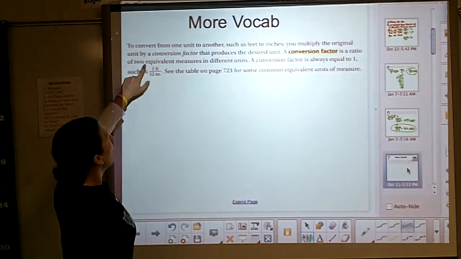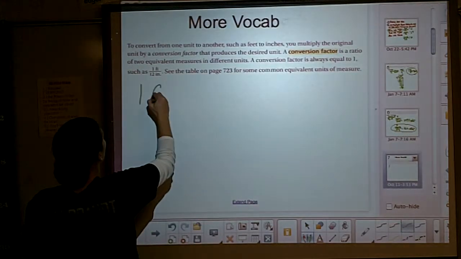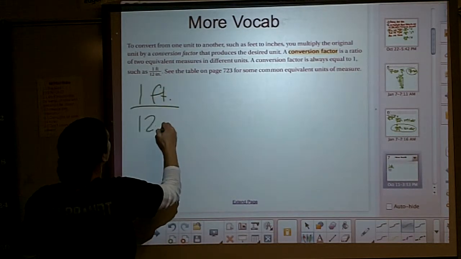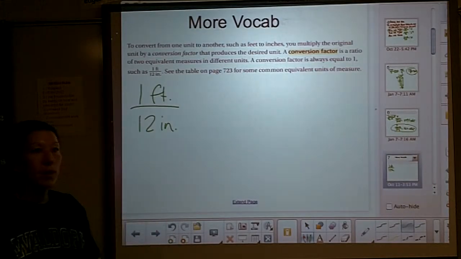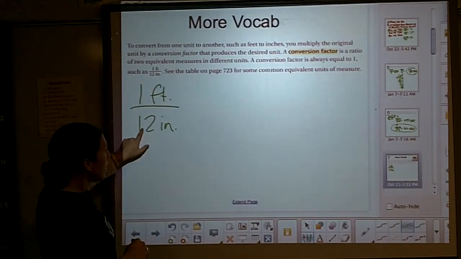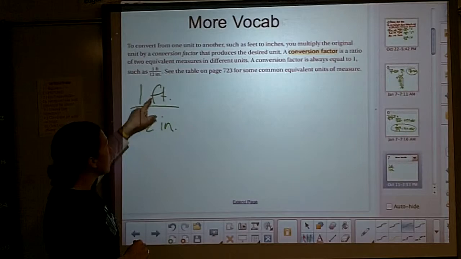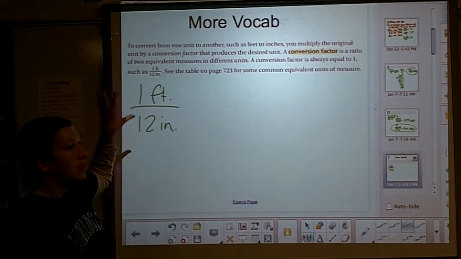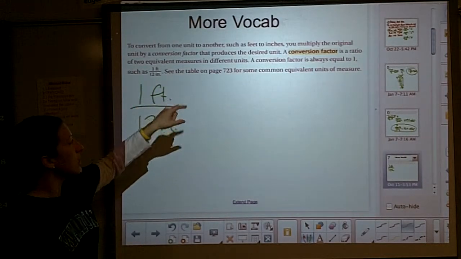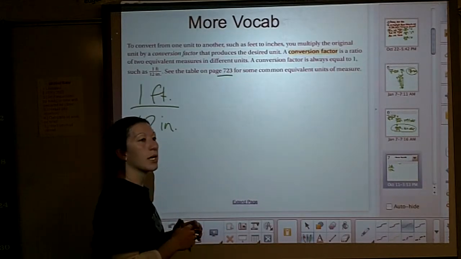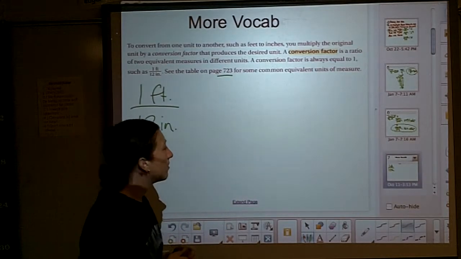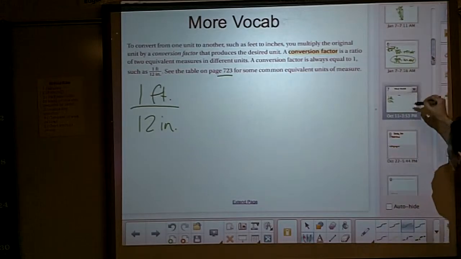Such as right here, 1 foot over 12 inches. Now it doesn't look like 1 by looking at it, but there are 12 inches in 1 foot. It is equal to that. There are some other ones on page 723 to help you out with that. Okay, so let's practice a few of these.